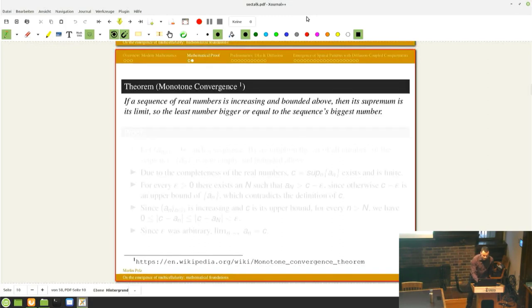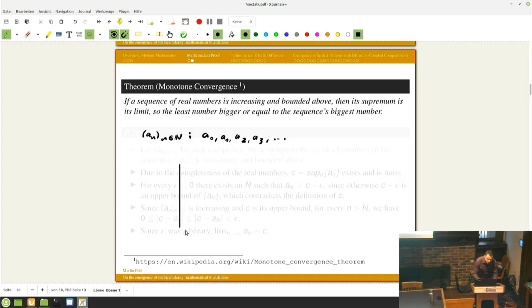Okay. So, the first example, I just give you one example of a mathematical proof, is the monotone convergence theorem. And first, let's understand what this is actually saying. If a sequence of real numbers, let's say the sequence is called a_n, and n is in the natural numbers, so 0, 1, 2, 3, 4, and so on. These are all symbols for certain numbers, right? And this goes to infinity. Infinitely many elements are increasing. So all these are increasing and bounded above.